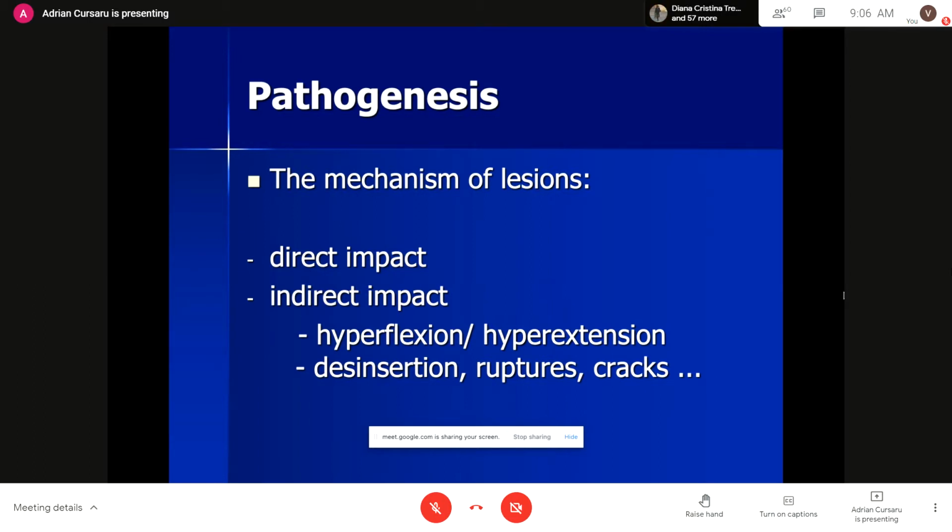The mechanism of lesions in most frequent cases of polytrauma or polyfractured patients is direct impact. Indirect impact is not very frequent for polytrauma patients. If we are discussing an indirect impact, it is hyperflexion or hyperextension or a big contraction. For example, a big contraction of the triceps could lead to a fracture of the olecranon, but that's not a direct impact. And in most cases of polytrauma patients, we have high energy impact with a direct impact.